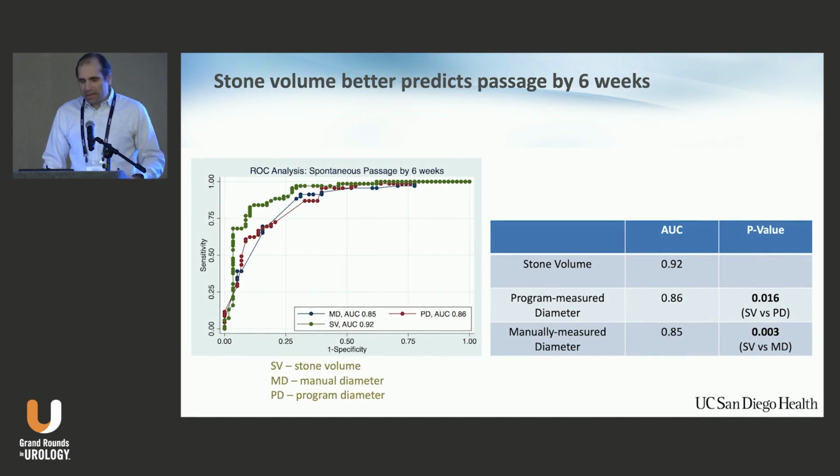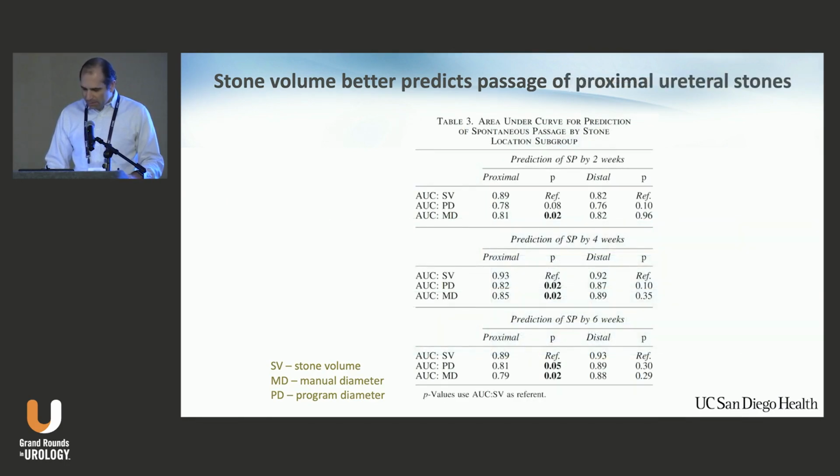We did an ROC analysis and found that volume had a very well-fitting curve with an AUC of 0.92, which in the literature is fairly high compared to some other studies. And this was looking for passage by 6 weeks. We picked 6 weeks because in our institution, by the time we can get a patient scheduled for surgery and treated, it's around 4 to 6 weeks on average. That was part of the impetus there.